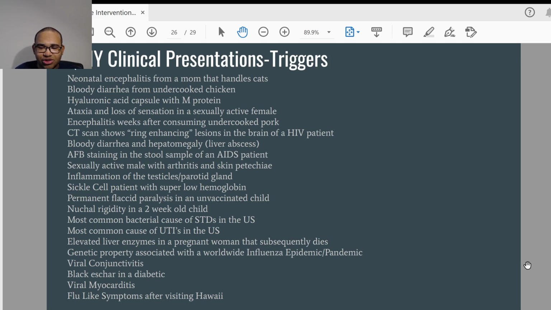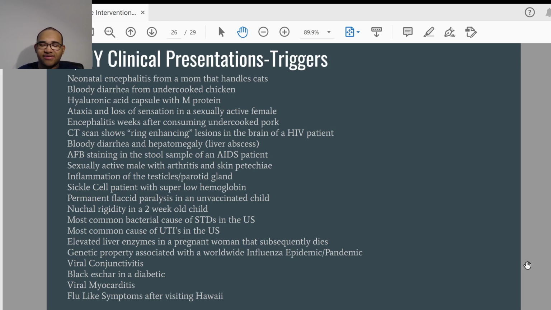And then genetic property associated with a worldwide influenza epidemic or pandemic, that's reassortment, right? Viral conjunctivitis, like pharyngoconjunctivitis, that's adenovirus, right? Black eschar in a diabetic, right? That's ecthyma gangrenosum, that's going to be Pseudomonas. Viral myocarditis, that's Coxsackie B. Remember, Coxsackie A is hand, foot, mouth disease.